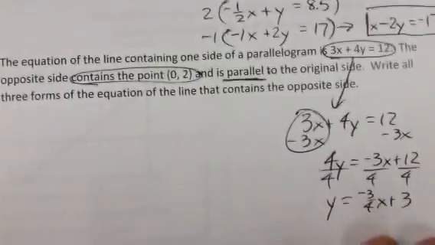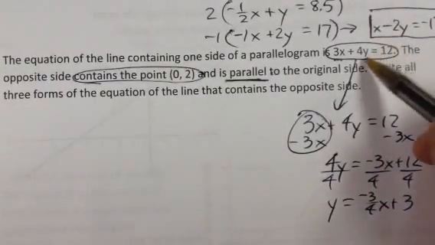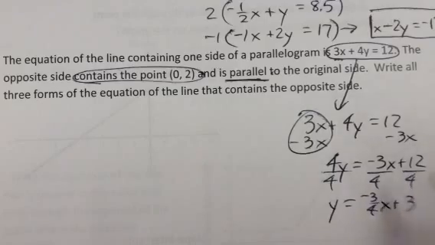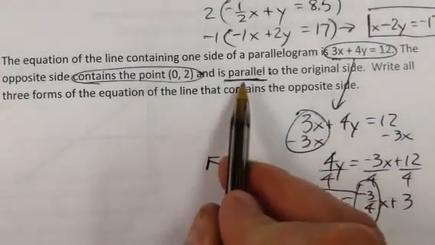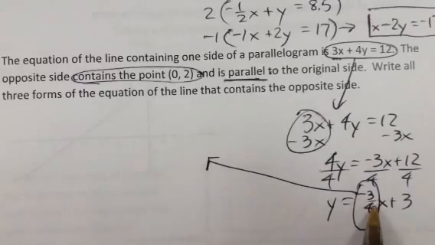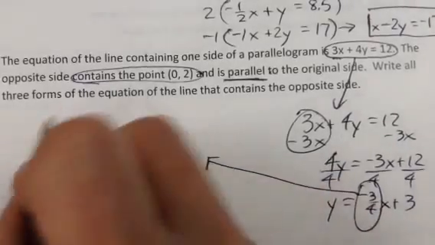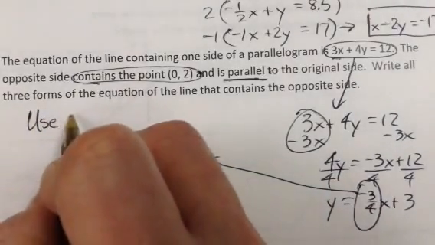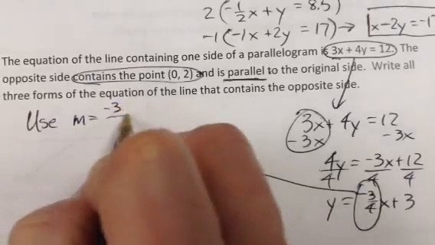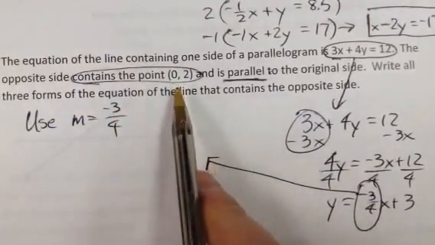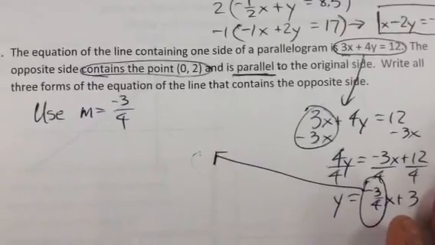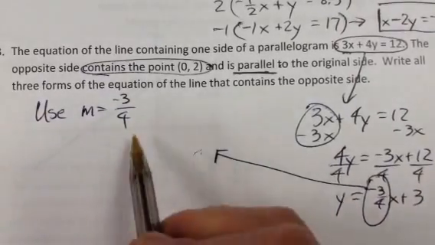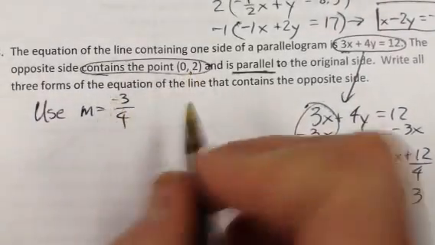Now remember, the only thing that we want out of this is the slope. Can you identify the slope? Yes. Because it's parallel, we're going to use the exact same slope. So we're going to use a slope of -3/4, and this point right here. Everything else from this problem is trash, rubbish. Get it out of here. Throw it in the recycle bin. We're using this and this.